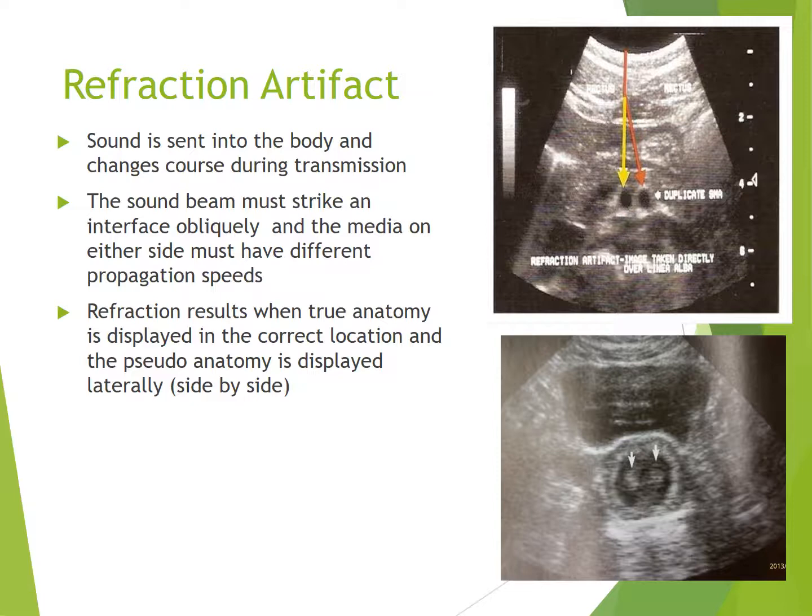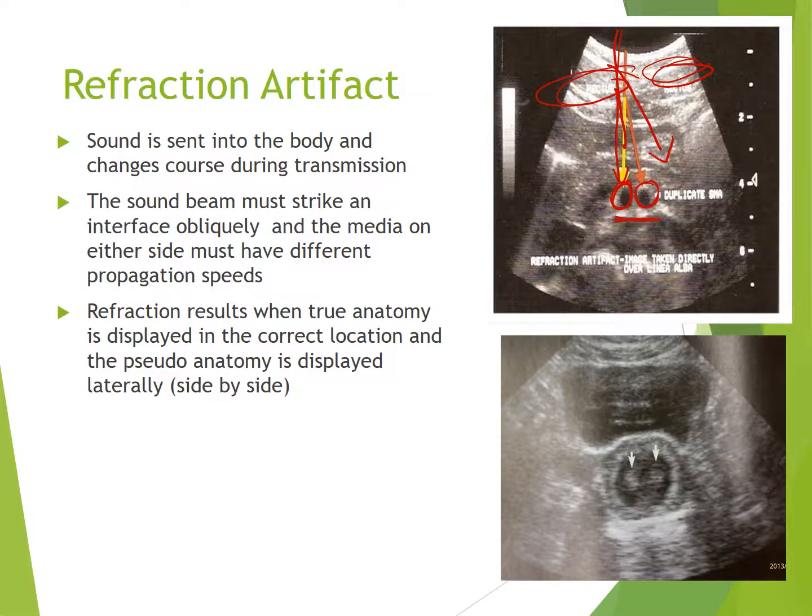So with our first example here, we have sound coming into the body, and this really happens quite often with the rectus abdominis muscles. The sound's going to travel through these. Some is going to continue traveling forward, and some is going to take an oblique turn off to the side. What ends up happening though is that we have a true, in this case a true SMA, and a duplicate SMA is displayed to the side of it. So this is refraction artifact because we're getting that side-by-side displacement.